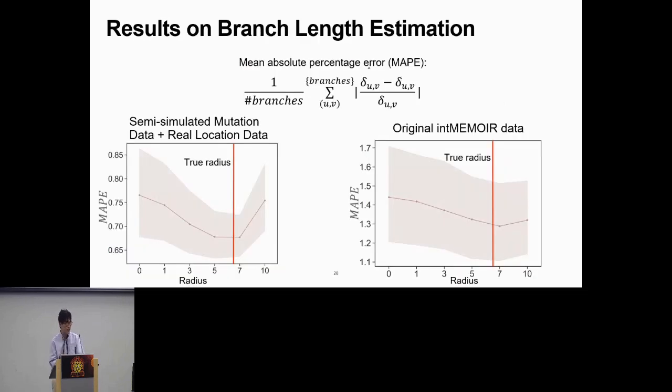Finally, I'll conclude on a branch length estimation result where the metric we're interested in is the mean absolute percentage error. I'm showing this on the left for a semi-simulated data set, where we simulate mutation data but keep the real locations, as well as on the right for the original MMR data. In both cases, we achieve a minimum branch length error at this true radius amount, which also gives us some confidence about the biological validity of our model.